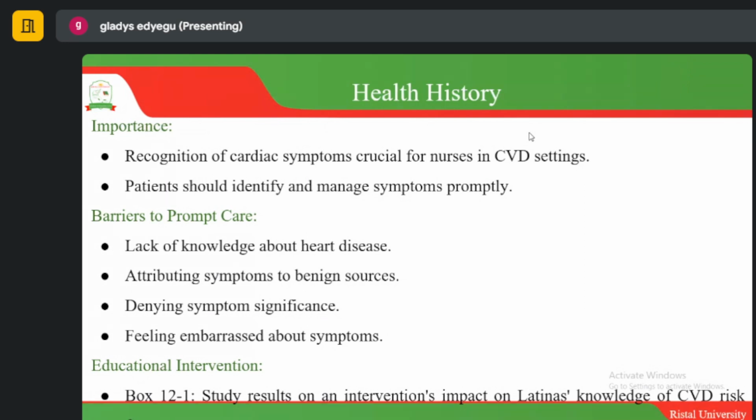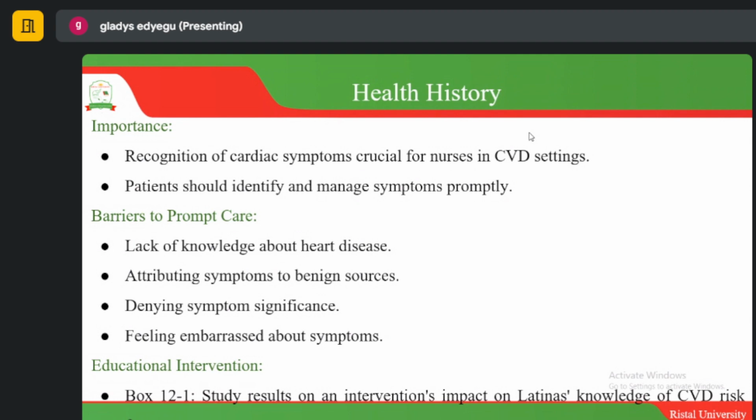Then also attributing symptoms to benign sources. This is also very important so that you can understand the cause of these conditions when the patient is explaining to you what could be the predisposing factors to this kind of condition, so that you can health educate your patient.